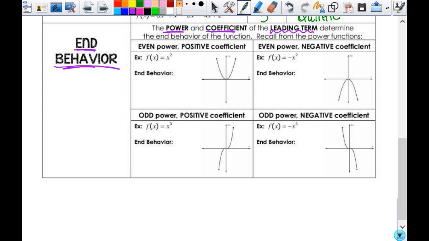So we're looking at end behavior. If we have an even power and a positive coefficient, then I know that as x approaches infinity, f of x approaches infinity. And as x approaches negative infinity, f of x approaches infinity. So again, very repetitive. You've got this down now, right?